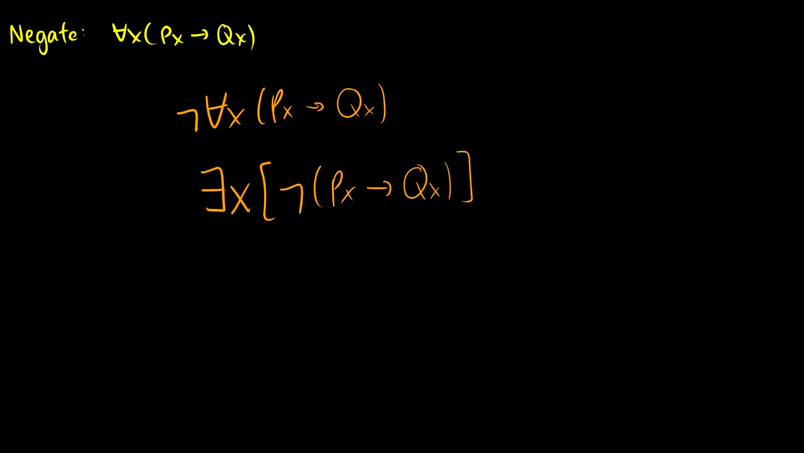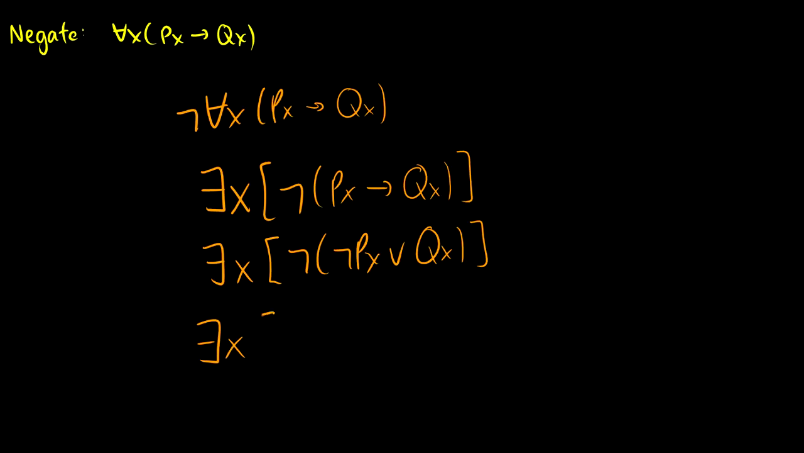Okay, so we should use the definition of the conditional here to make this easier to work with. So we have not, not p of x or q of x. And then we just use De Morgan's law to come in there. So we have not not p of x and not q of x. And of course, the double negation just gets rid of the two negations in front of p. So not for all x, p of x arrow q of x is the same thing as saying there exists an x such that p of x and not q of x.